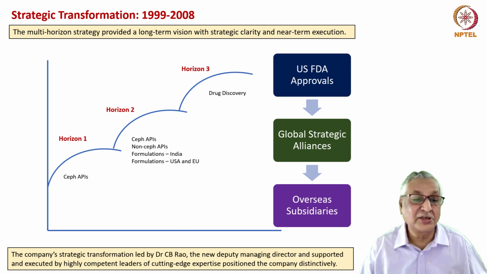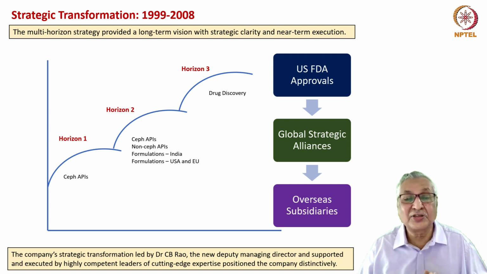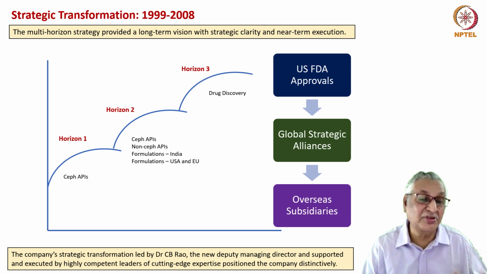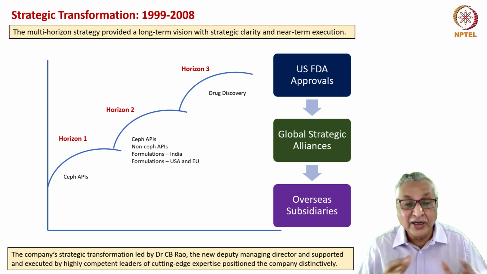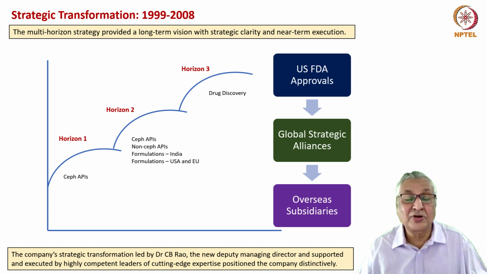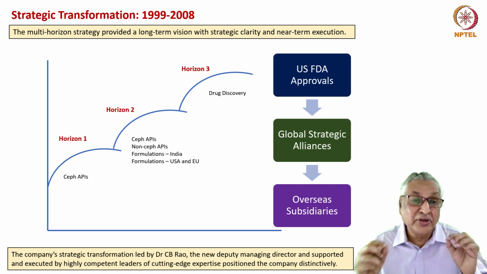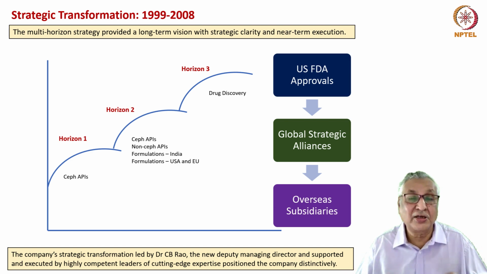Horizon 1 comprised the starting product basket of cephalosporin APIs. Horizon 2 comprised cephalosporin APIs, non-cephalosporin APIs, India-based formulations, and USA and EU-based formulations. So it moved away from its 100% bulk drug focus to very diversified bulk drug and formulation focus. Until Orchid came on the scene, there was, in a manner of speaking, no injectable product that was manufactured by India that was administered to the developed world. And that has been the kind of transformation that Orchid brought to the Indian pharmaceutical scene.